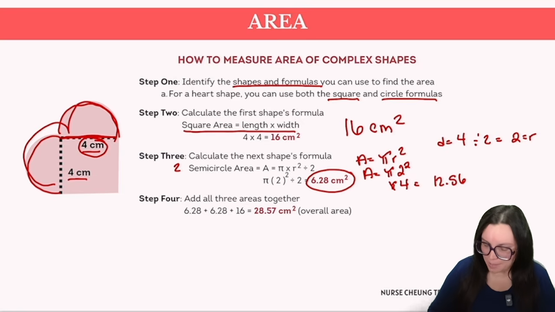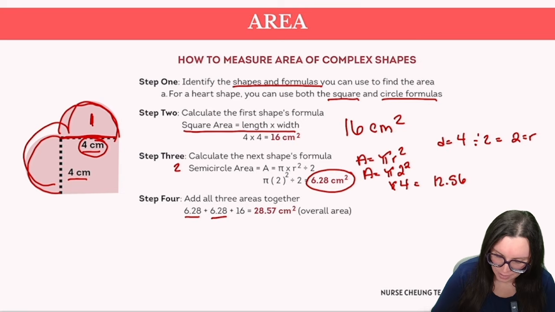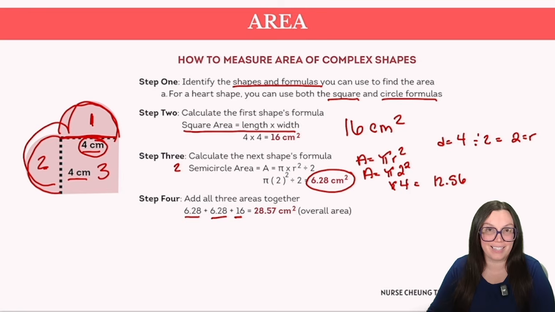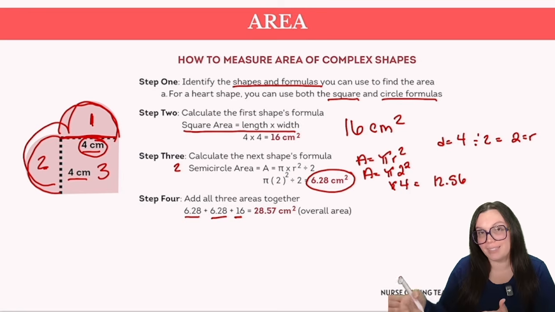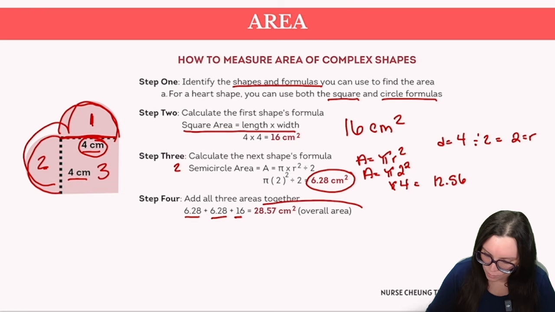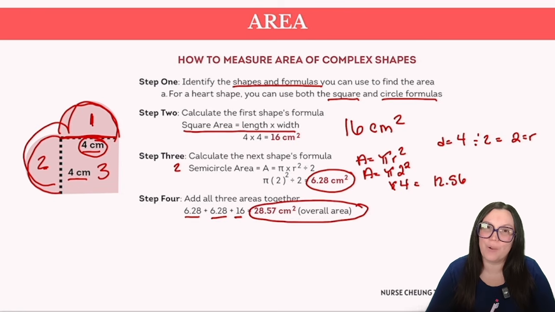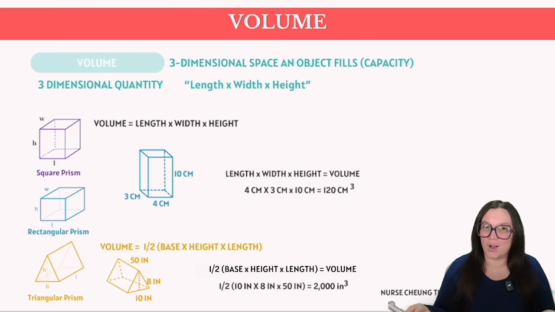We have our 2 semicircles, so each one was 6.28. This is semicircle 1, semicircle 2. And then our last shape, number 3, which we know was our square, is equal to 16. If we add 6.28 plus 6.28 plus 16 is going to give us the overall area of our irregular shape as being 28.57 centimeters squared. Now let's talk about volume.